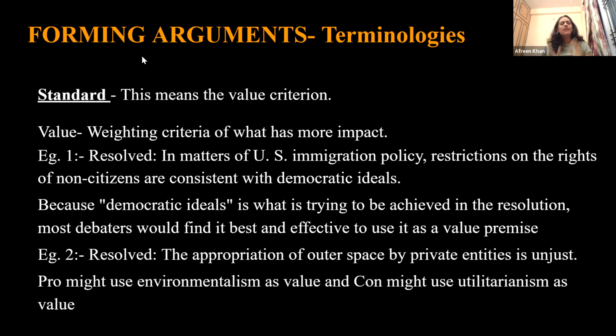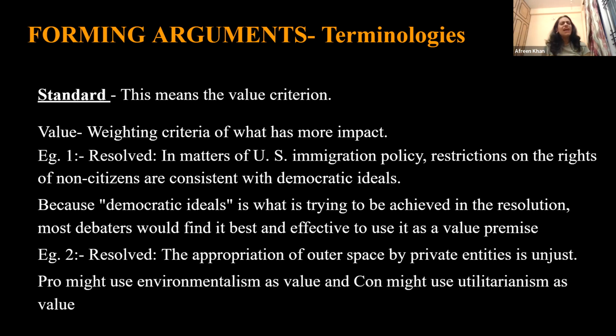But then how do you prove that utilitarianism is going to be there in your debate? On Con, you can prove that even if there is some problem or harm being done to the environment, at the end of the day we're going to have extraction of resources, and research on what's happening on Mars or on different planets in the solar system. Therefore, this maximum utility that we gain from the appropriation of outer space means Con can use utilitarianism as the umbrella term, and this can be the value criterion of the debate.